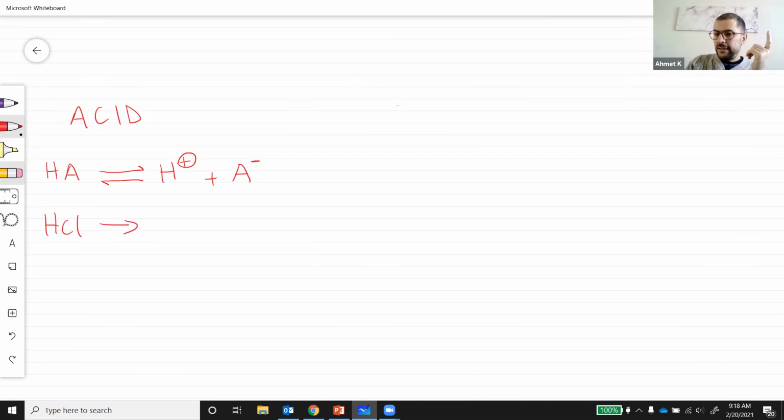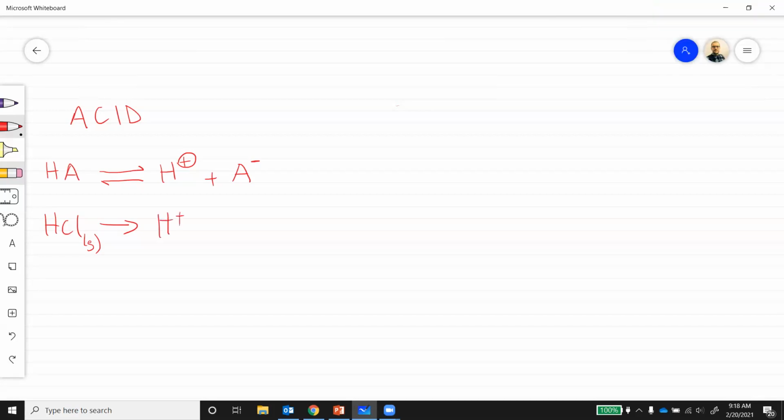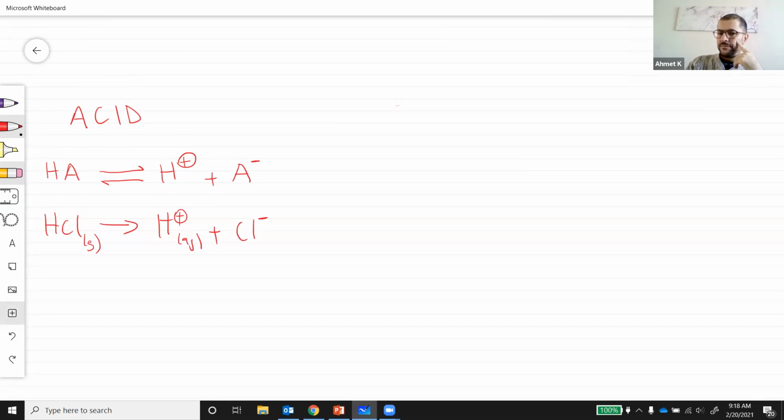HCl is, again, hydrogen chloride, and it's actually a gas, right? If you have pure hydrogen chloride, it's a gas. But if you dissolve this gas into water, then it gives up H pluses in aqueous and then Cl minuses. And again, this is actually an acid.